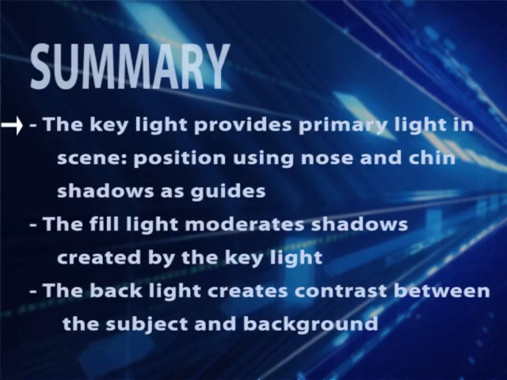To summarize, the key light provides the bulk of the lighting in the scene. Position it first using the location of the nose and chin shadows as a guide. The fill light moderates the shadows created by the key light, while the backlight creates contrast with the background.